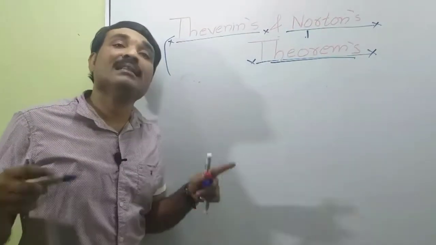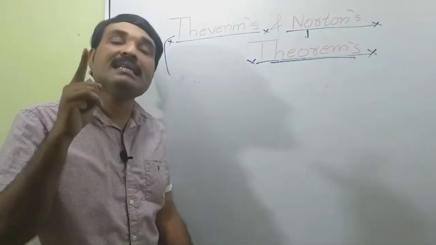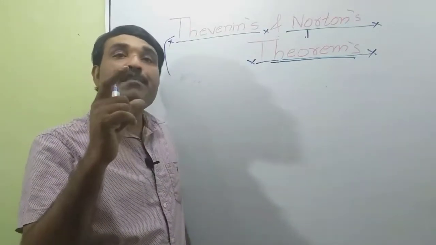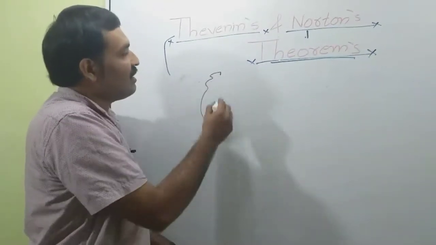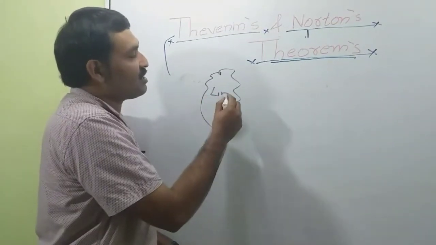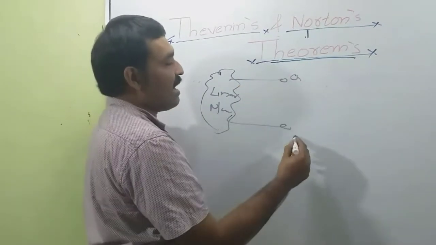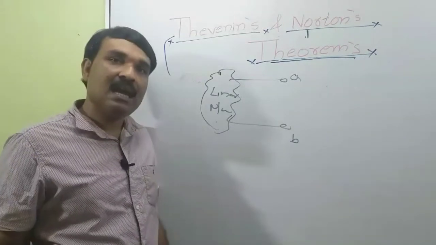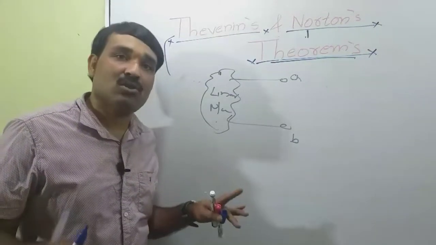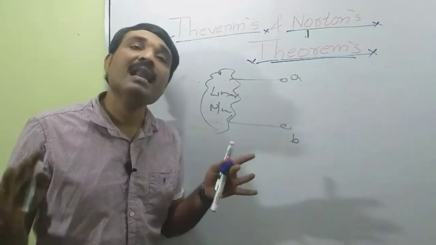Norton's theorem is nothing but replacing the entire network by a single current source in parallel with an equivalent impedance. That means we have a linear network, and let this be the terminals A and B. This is a linear network consisting of bilateral elements and voltage sources and current sources. That may be a dependent voltage source or independent voltage source and current source.